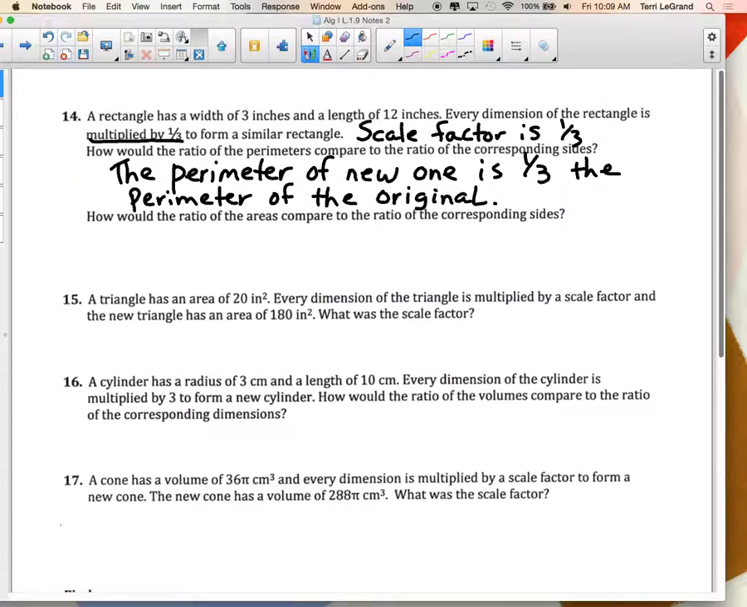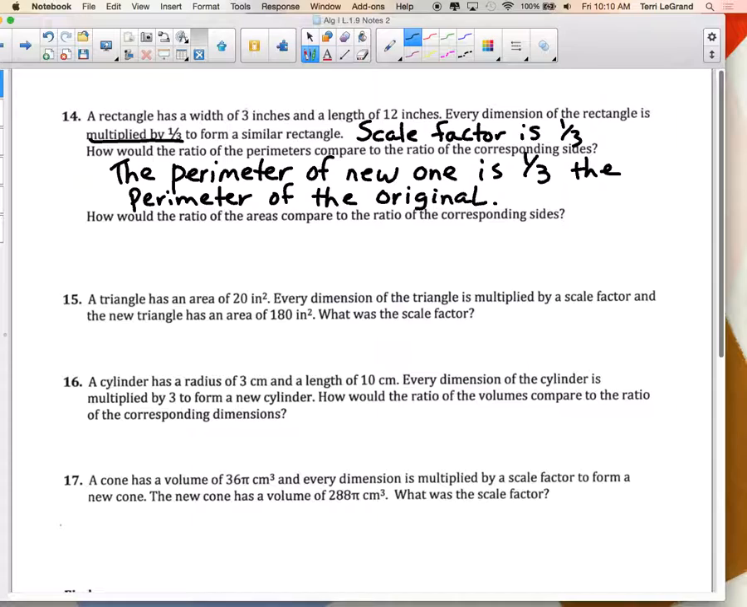How would the ratio of the areas compare to the ratio of the corresponding sides? Or in other words, what should happen to the areas? How's the area of the new one going to compare to the area of the original? Remember, on the front, what did we say? The ratio of the areas is the square of the ratio of the corresponding sides. Well, the ratio of corresponding sides is the scale factor. The scale factor in this case is 1/3.